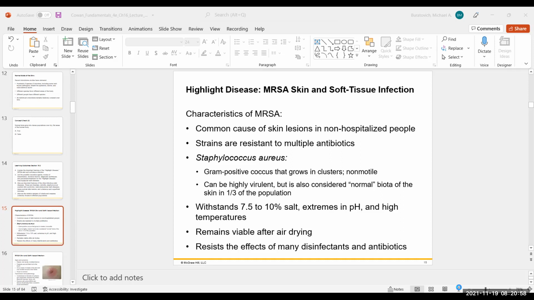If you have orbital cellulitis, the patient should be hospitalized. And IV vancomycin or cefotaxime are indicated.